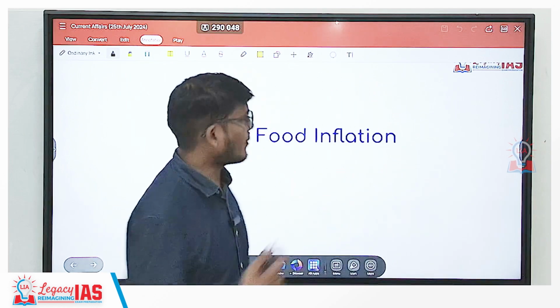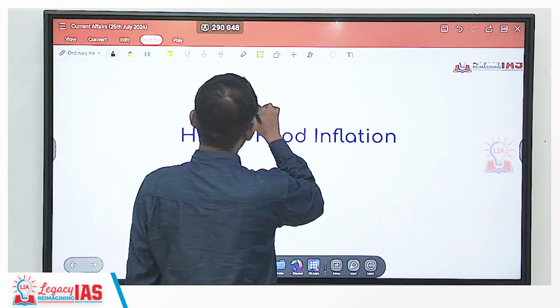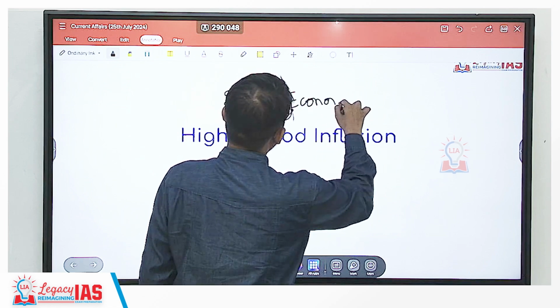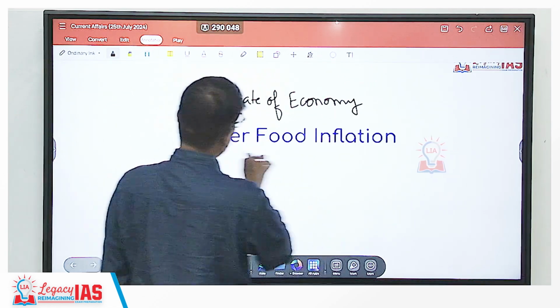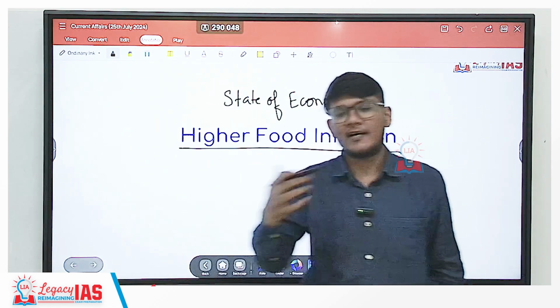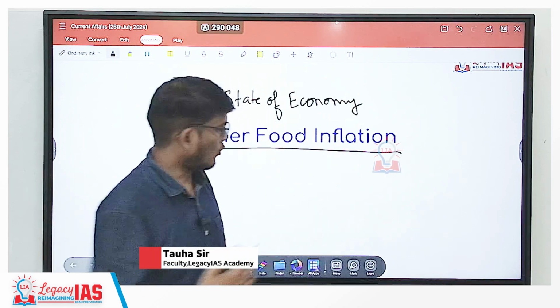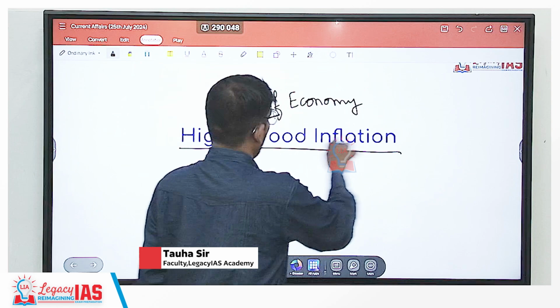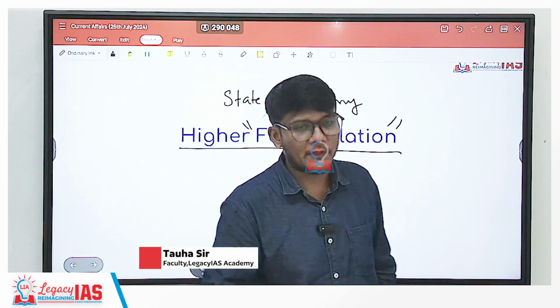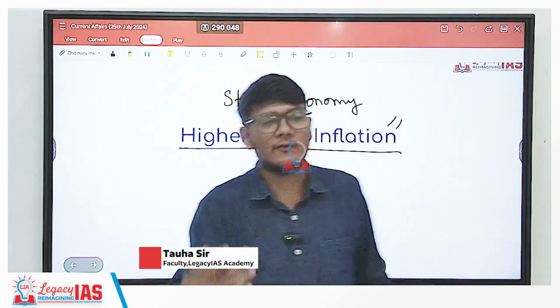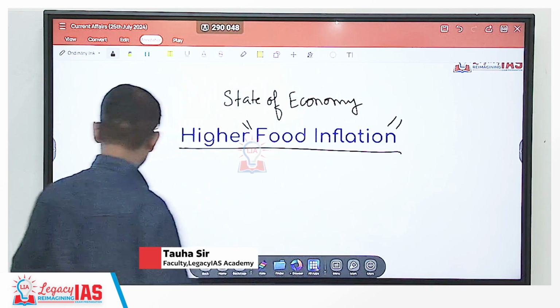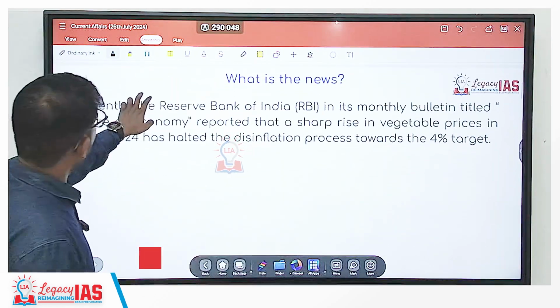Recently, a report by the RBI titled State of the Economy has mentioned that food inflation is at a higher level. So let's see in detail what this news was all about, and then we'll go into the detail of food inflation, other types of inflation, what are the reasons for this increase in food inflation, and what are the solutions for that. Okay, so what's the news?